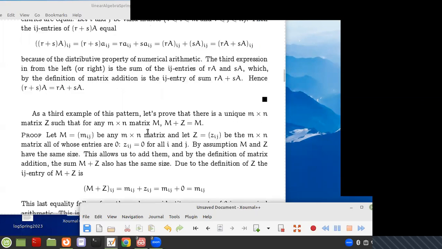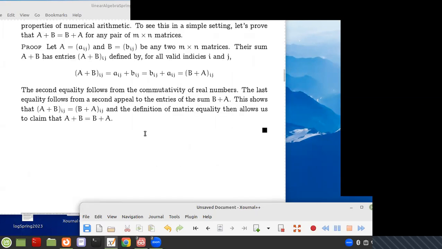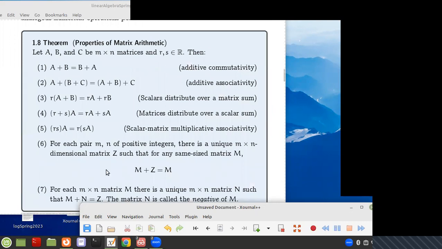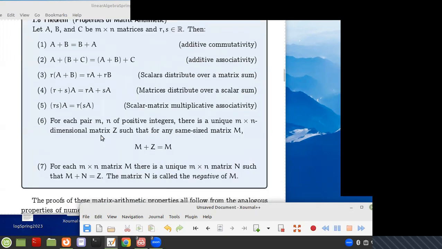And that's because we're going to play a game where you need to know that things are true. And these are your basic properties of matrix algebra.